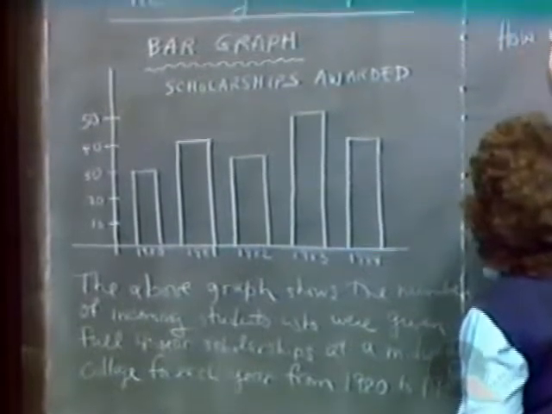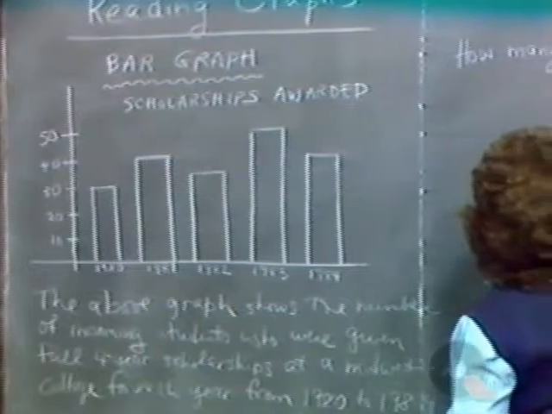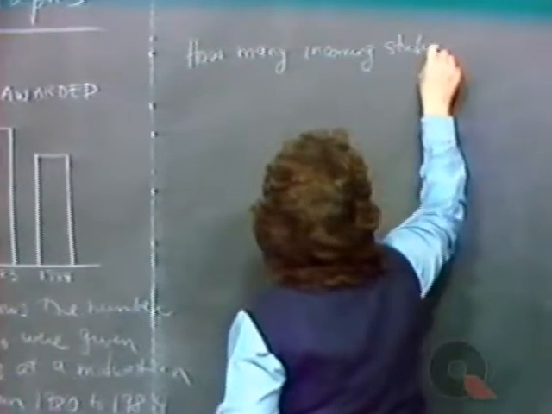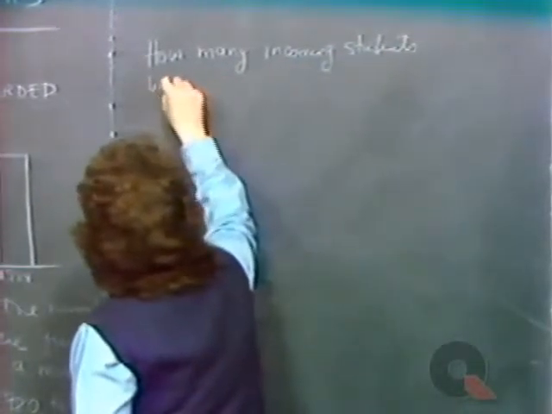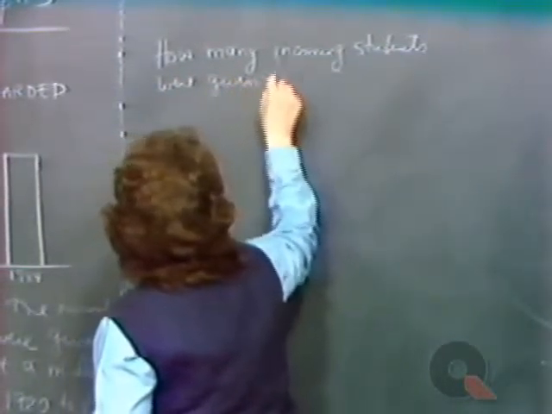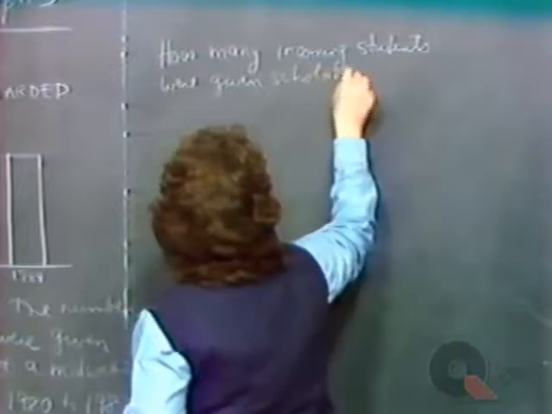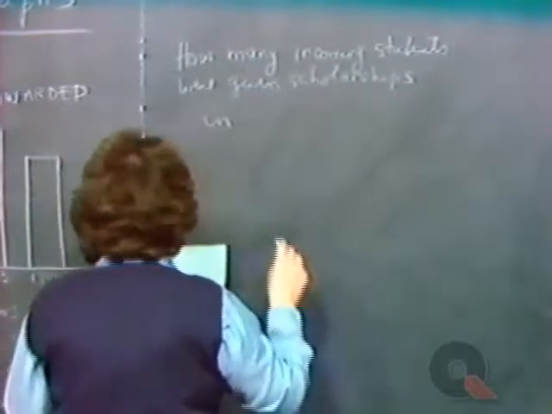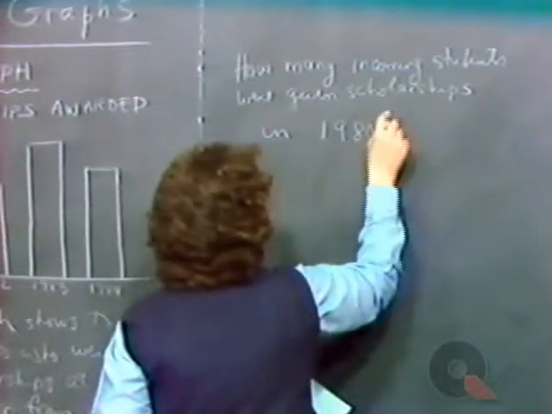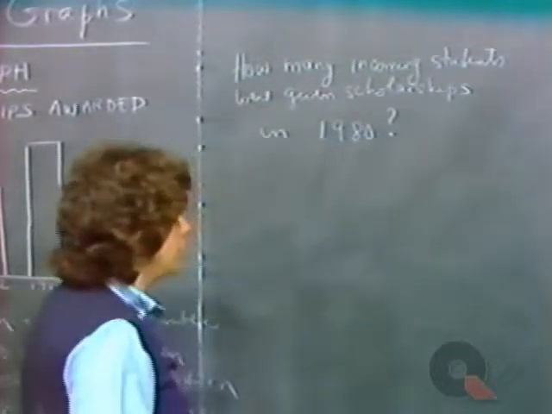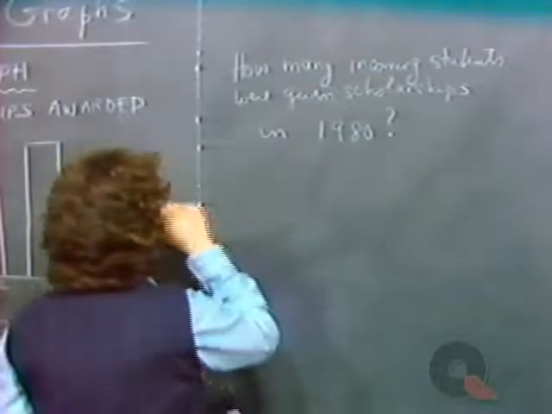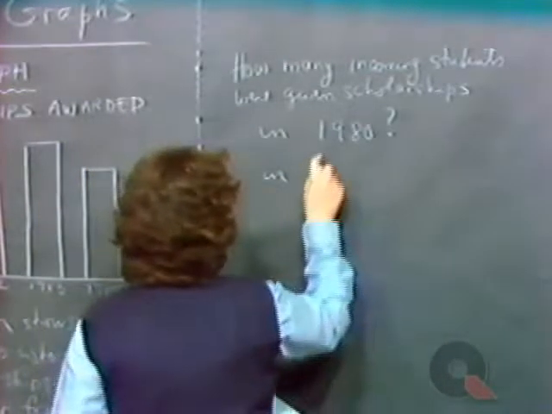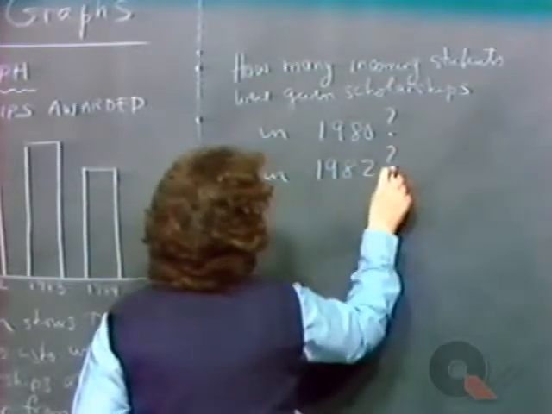How many incoming students were given scholarships in 1980? And remember, these are multiple choice questions. You have to check the one that corresponds to the bar graph, and they might ask you, say, 1982.